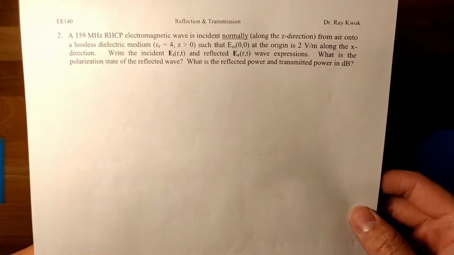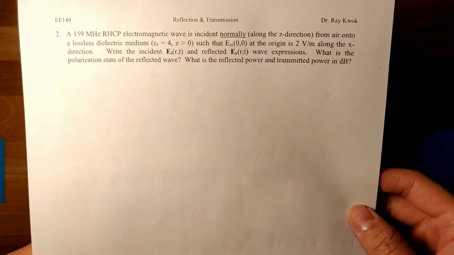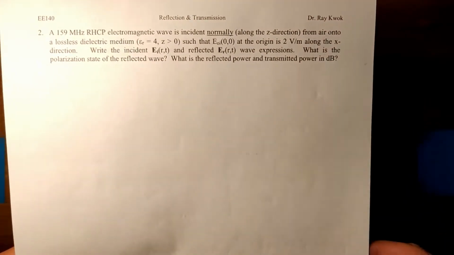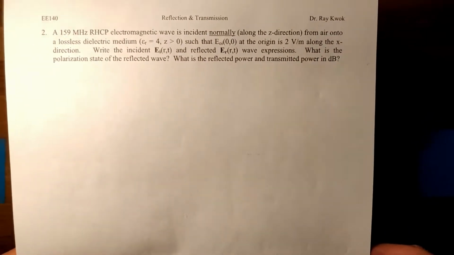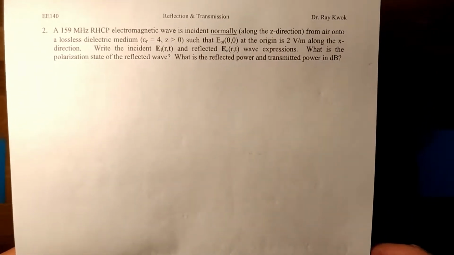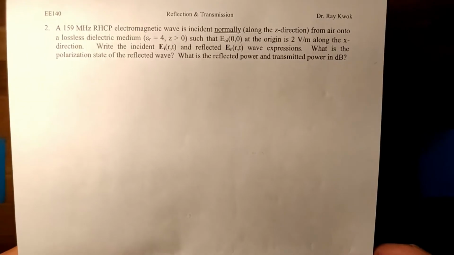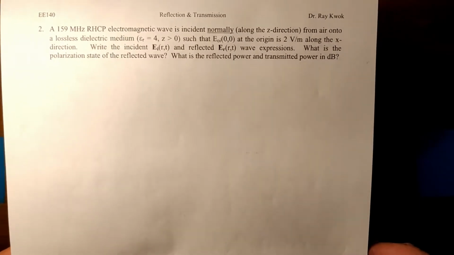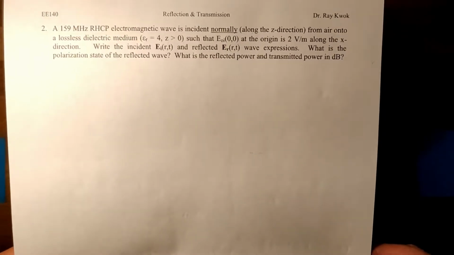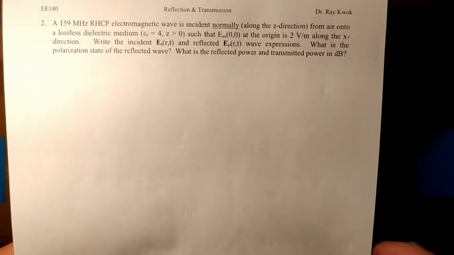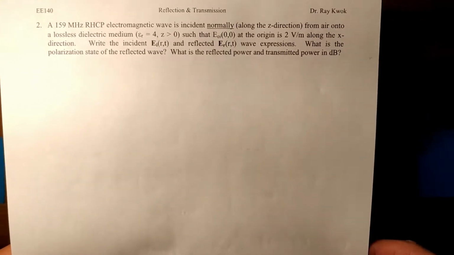Such that E0I at the origin is 2 volts per meter along the x direction, and it's asking us to write the incident EI and reflected ER wave expressions. What is the polarization state of the reflected wave, and what is the reflected power and transmitted power in dB?